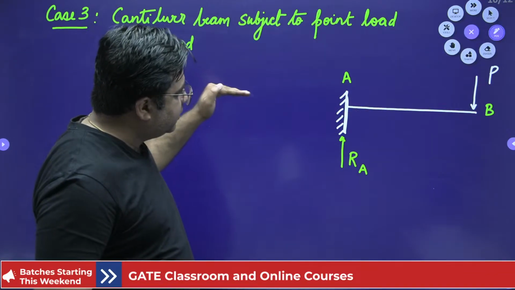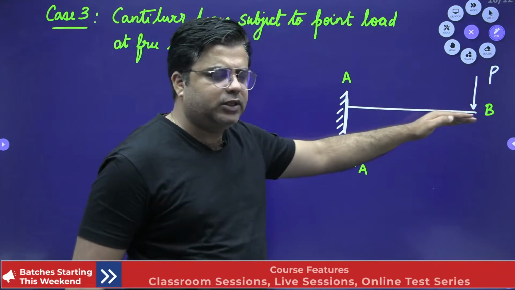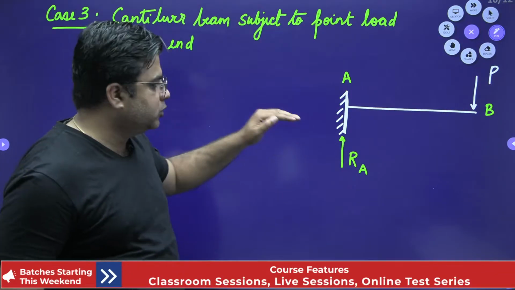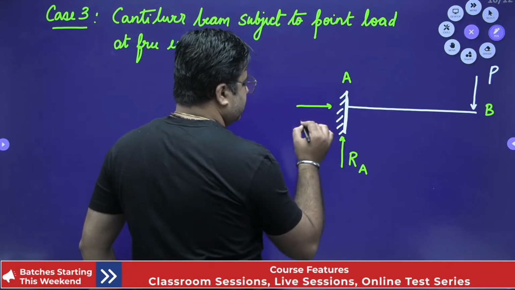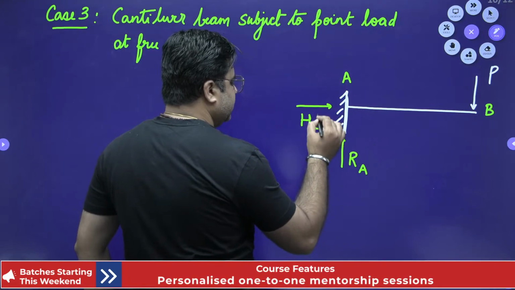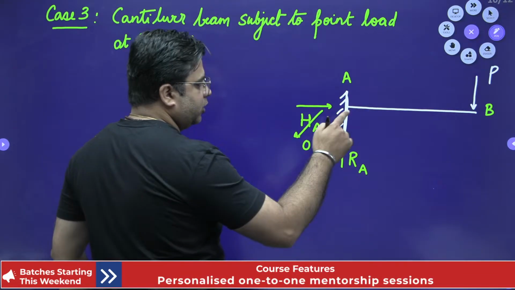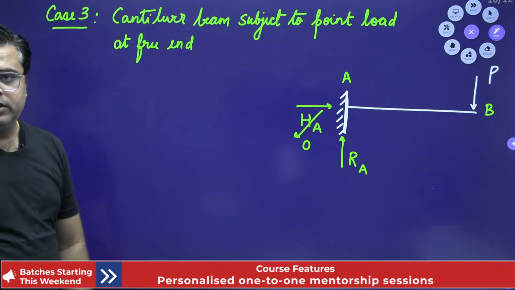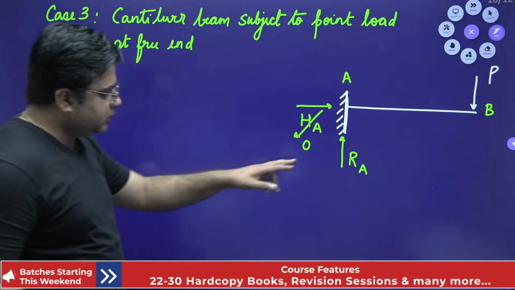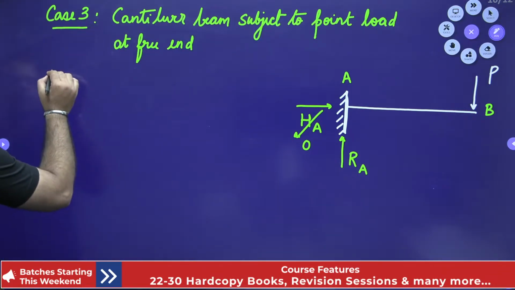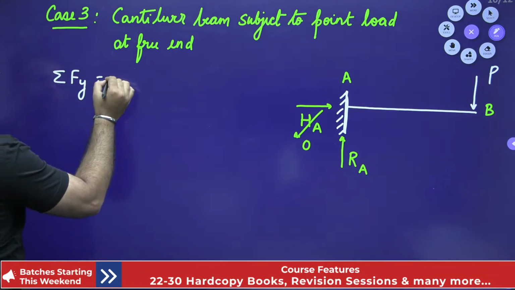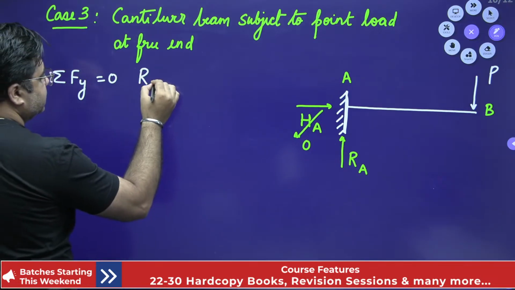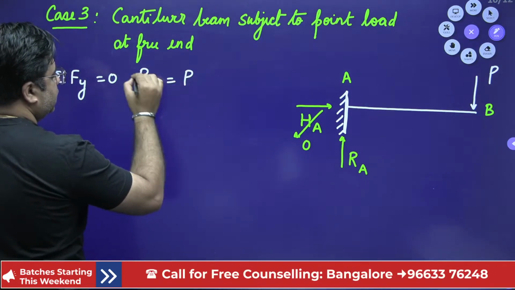Similarly, when you take the summation of all the horizontal forces to be 0, since there is no horizontal force, HA is also 0. This HA is 0, right? Because there is no horizontal force. Now we know the support reaction. Through summation of vertical forces being 0, RA is equal to P, right?